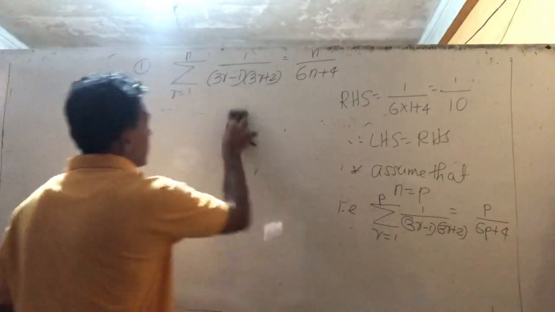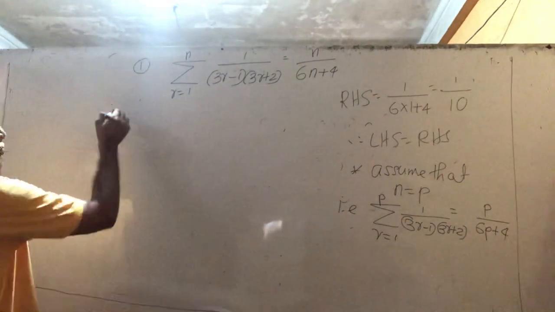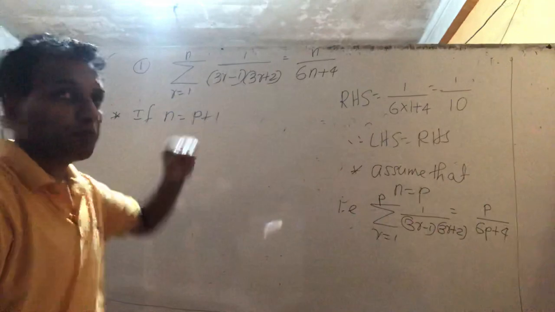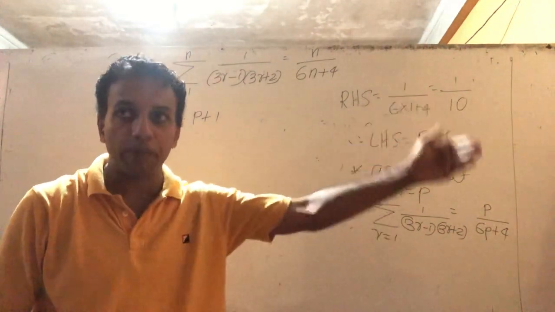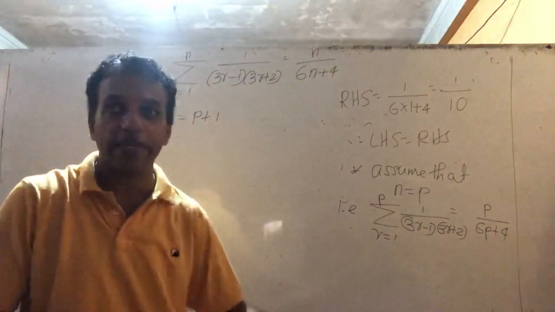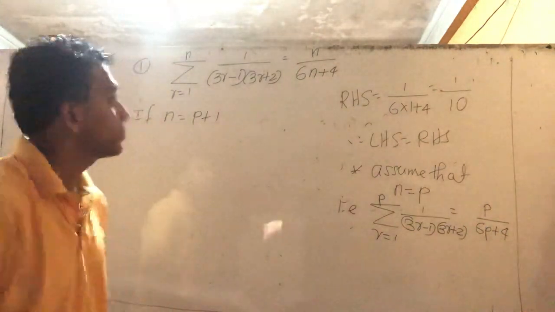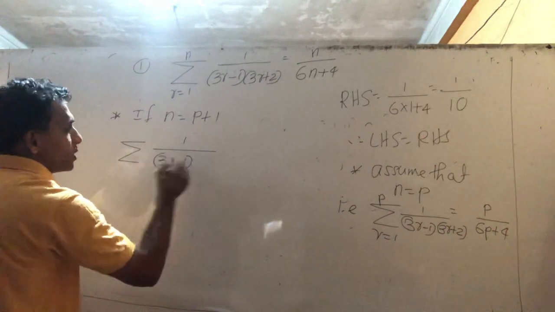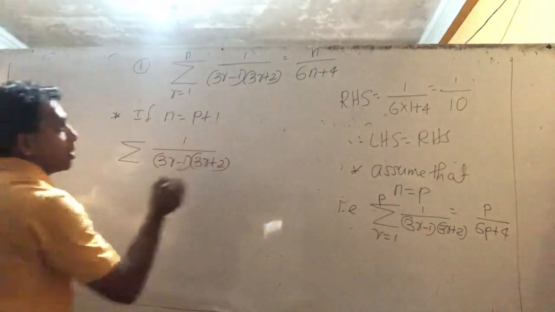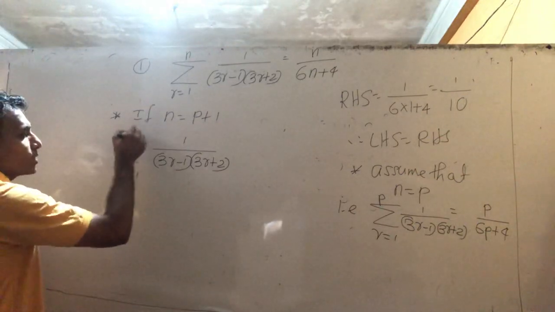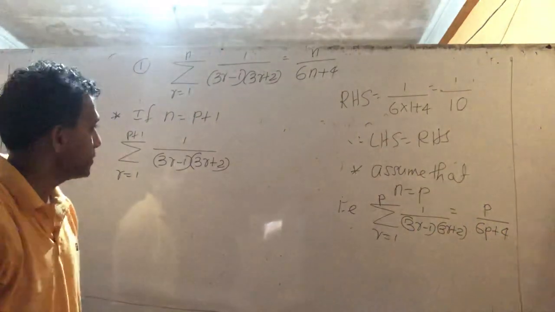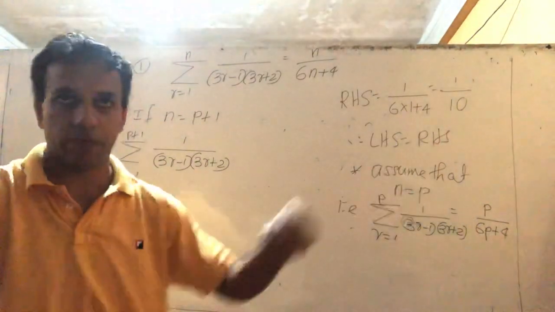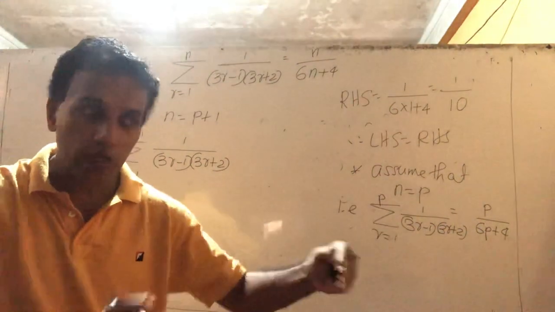Okay, so the next point: n equal p plus 1. If n equal p plus 1, what does the p plus 1th term mean? First term, second term, third term, up to the p plus 1th term. Otherwise, up to p terms, and additionally the p plus 1th term. So I show what happens: sigma 1 over (3r minus 1) into (3r plus 2), r equal 1 to p plus 1. For example, from 1 to 100, I can write 1 to 99 plus the 100th term, or 1 to 19th term plus the 20th term.